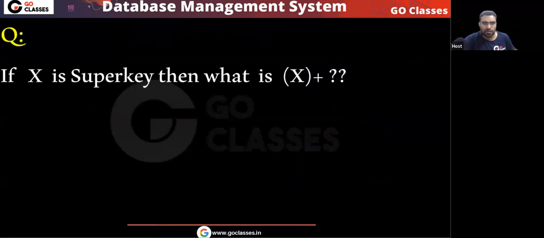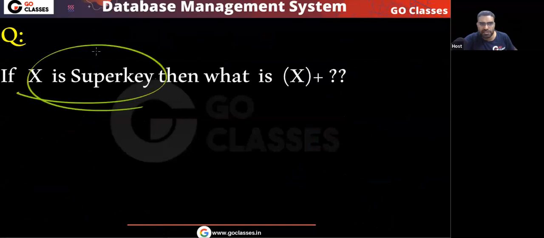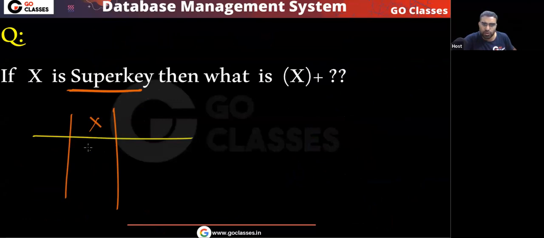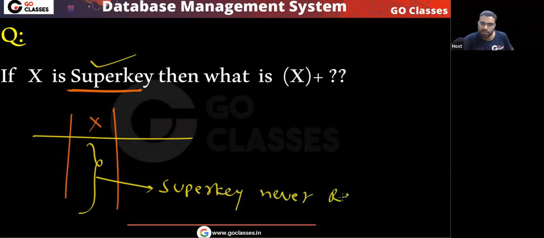Tell me the answer for this question. If you already know X is a super key, then what is X plus? If X is a super key, can it repeat? You know the definition of super key. A super key can never repeat in two tuples. Correct?